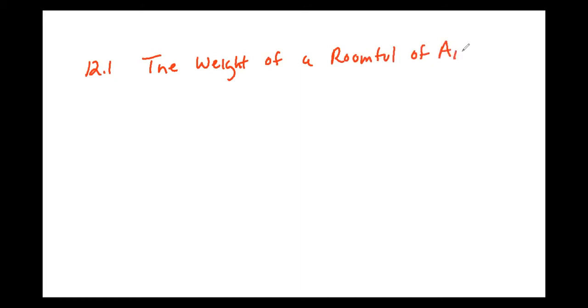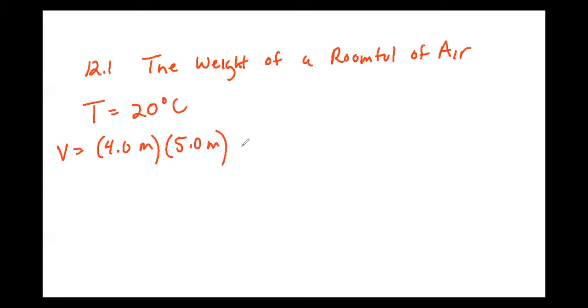Hey, everybody. These are going to be the example problems from chapter 12. So 12.1 is called the weight of a room full of air. And it reads, find the mass and weight of air at 20 degrees C, T equals 20 degrees C, in a living room with 4 by 5 by 3. So the volume is 4.0 meters times 5.0 meters times 3.0 meters.